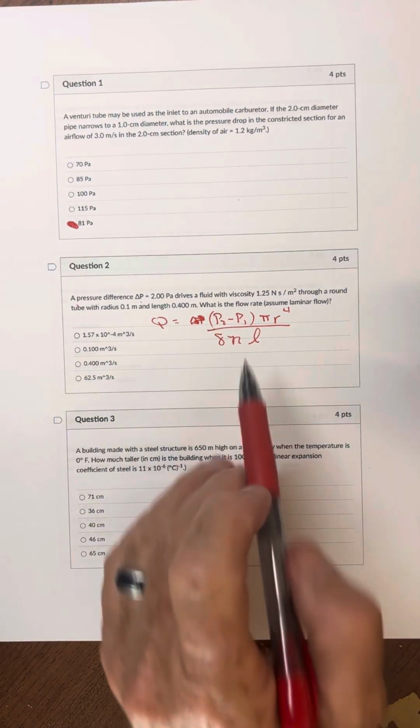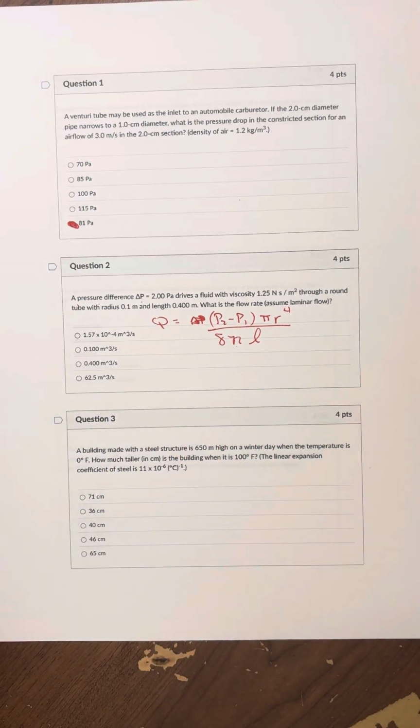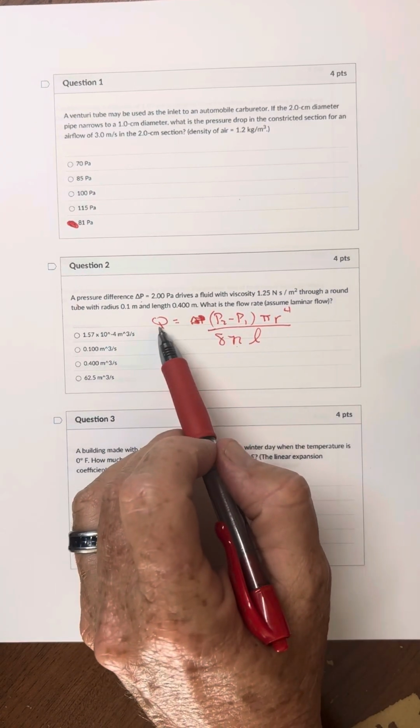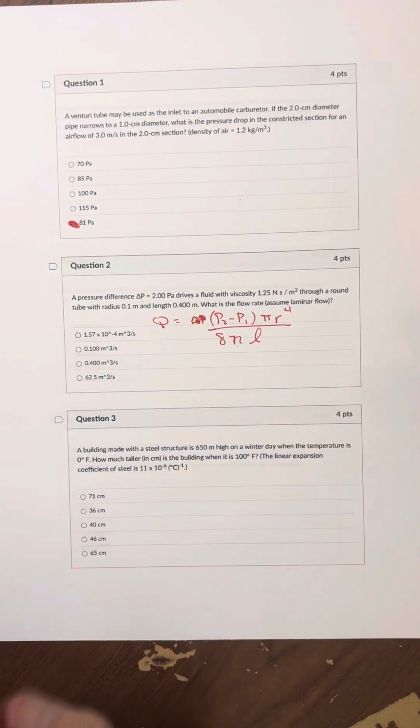And so you can see that the higher the viscosity or the longer the length, the lower the flow rate is. And of course, the bigger the flow rate is, the bigger the pressure difference, because that's what's pushing it through, or the radius, okay?